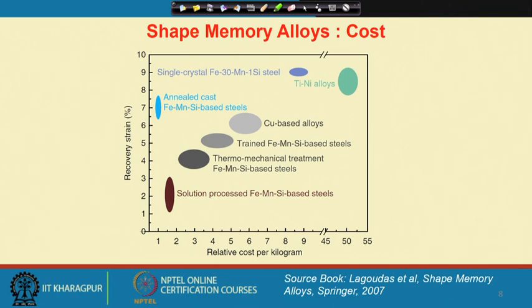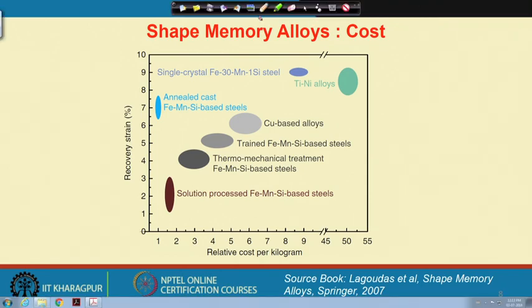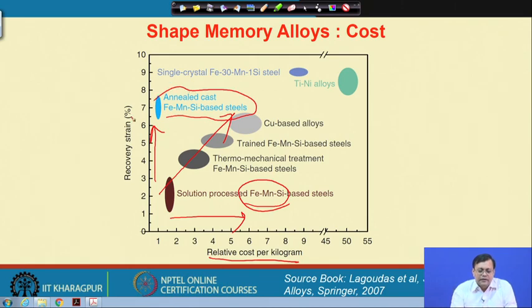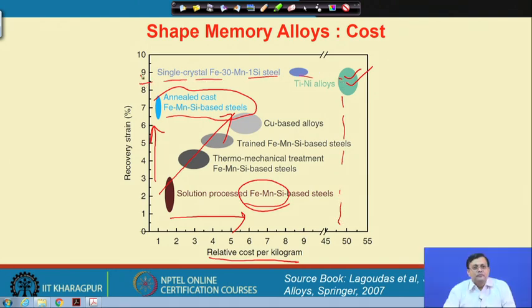Now, another important part of this discussion is how much the material costs, because we are talking about applications, and if I just compare with a relative cost. Definitely the iron manganese silicon alloys are relatively lower cost compared to other alloys, where if you go for a larger and larger recovery strain, then it requires more and more training. Training means basically a particular type of thermomechanical treatment, where as the recovery strain increases, the cost also increases. So, it goes both ways. However, it has been observed that annealed cast material is relatively lower cost, whereas titanium nickel or nickel titanium alloys used for biomedical applications are the most expensive material and give the maximum recovery strain.